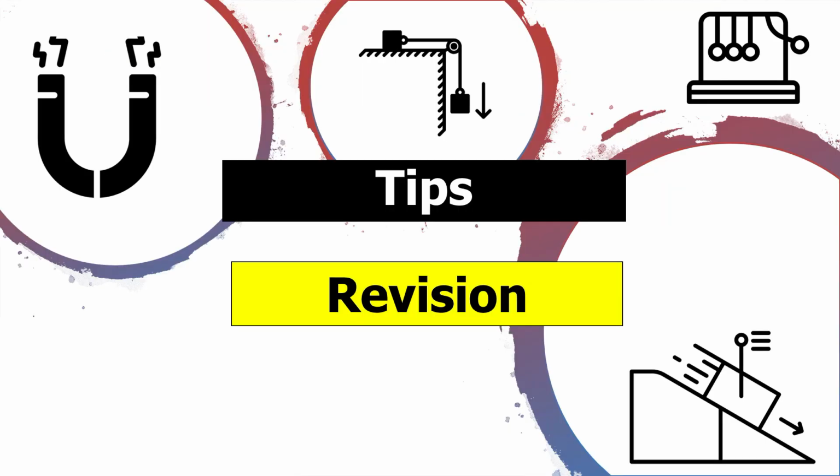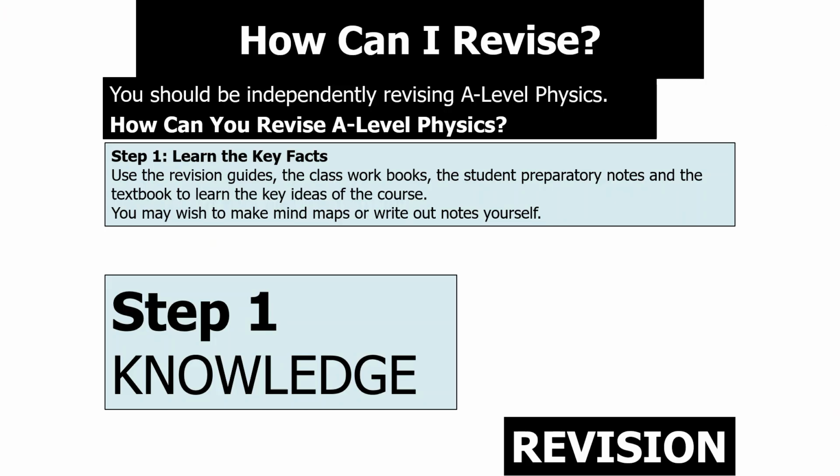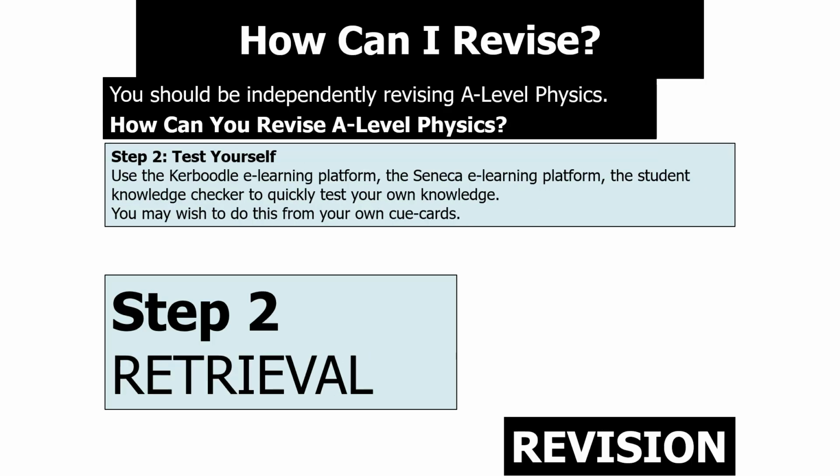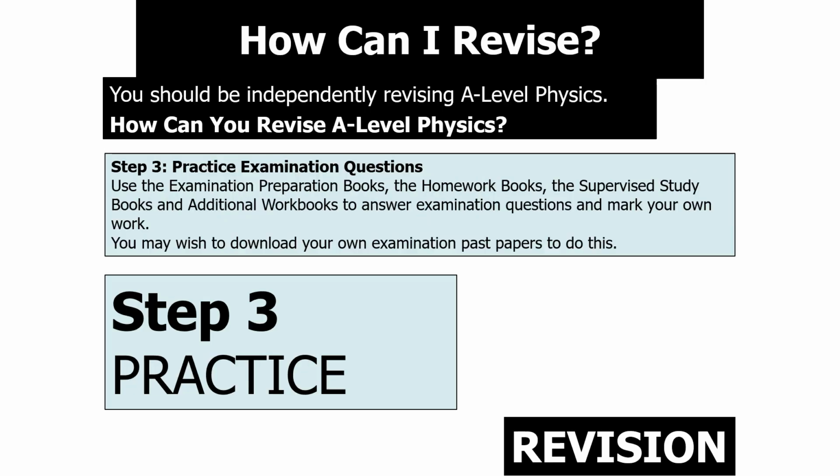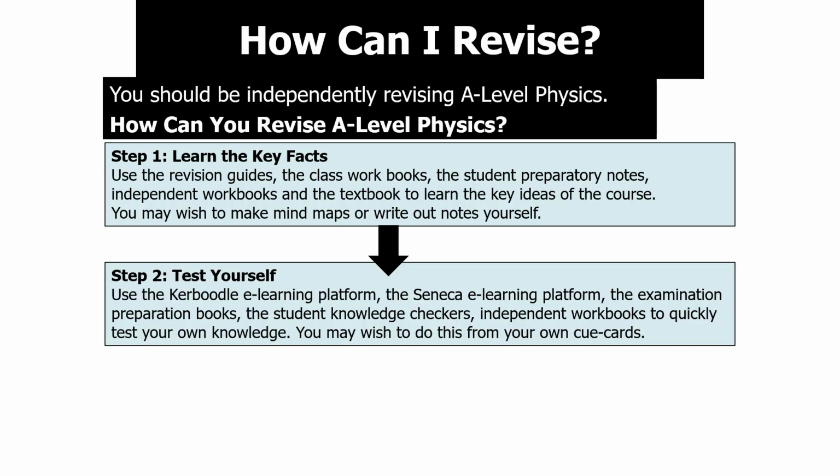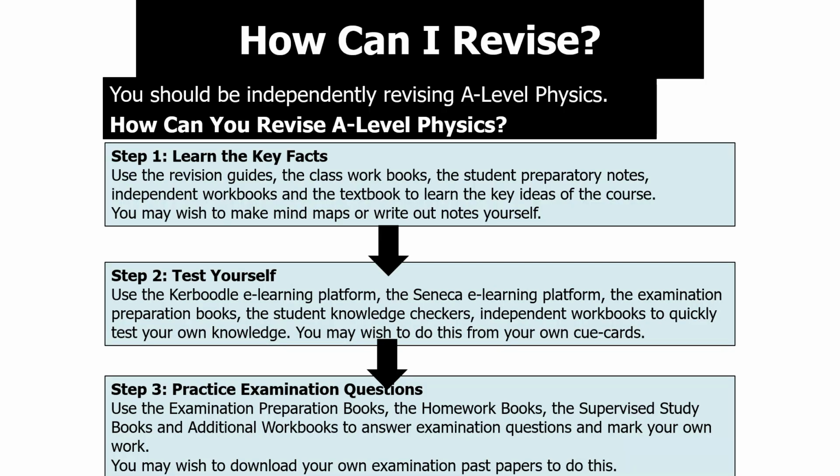So how should you be revising for AQA A-Level Physics? Well, the first step is to learn the key facts. Use revision guides, student prep books, class workbooks, the textbook to learn the key ideas of the course. Then test yourself. Use things like Kerboodle, Seneca, the student knowledge checkers to quickly test your own knowledge. Then finally, use exam practice books, homework books, supervised study books, additional workbooks to answer exam questions and to mark your own work. So learn the key facts, test yourself, and practice exam style questions.